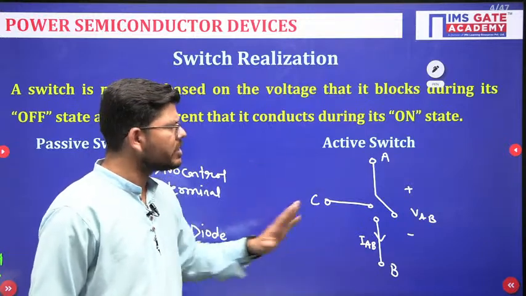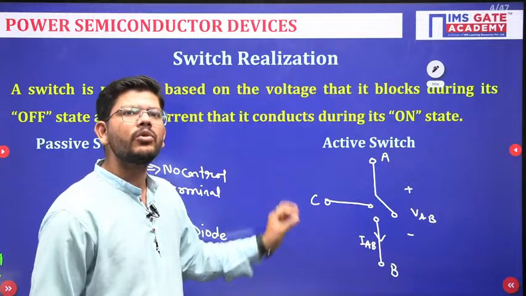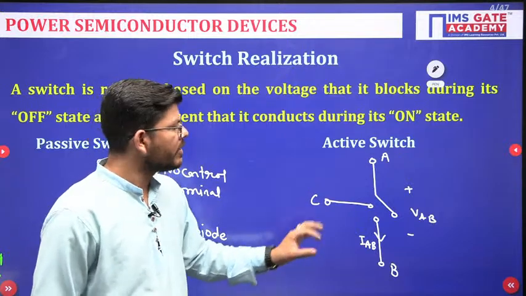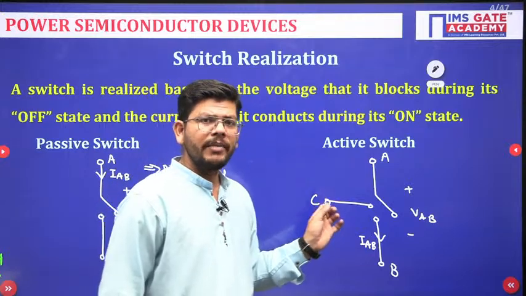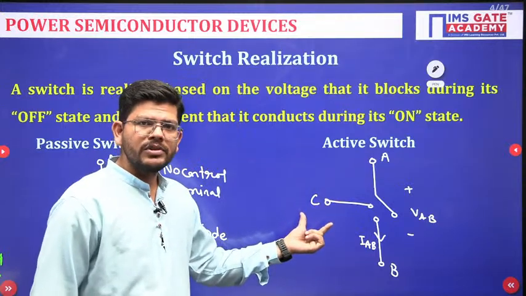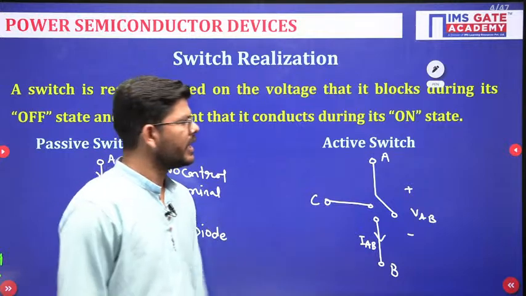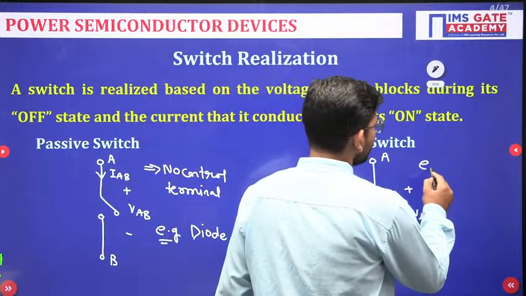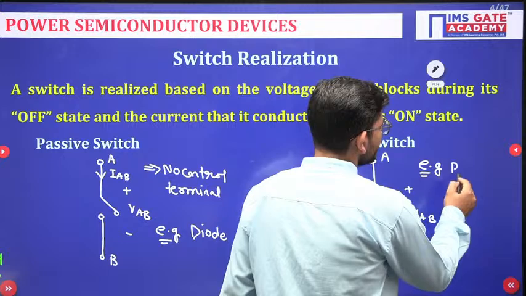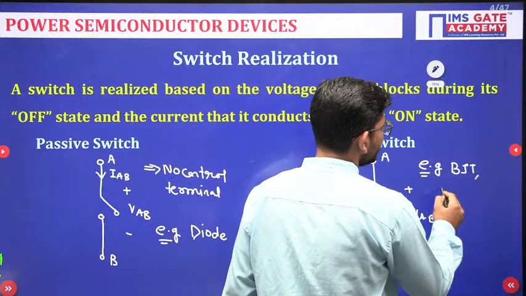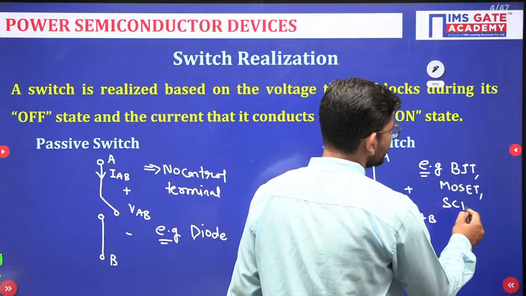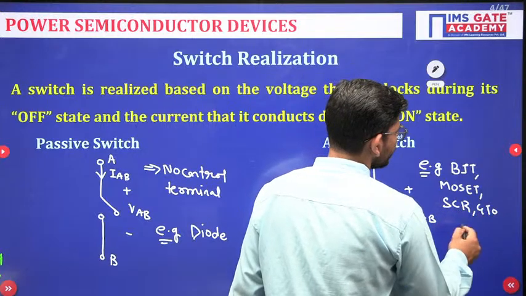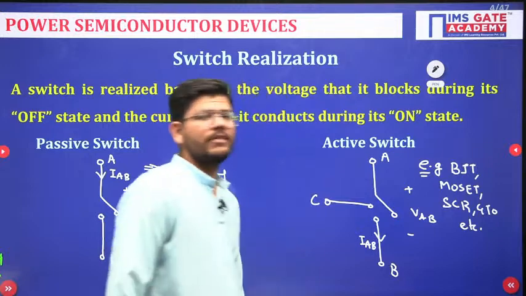Active switches have a control terminal that controls the operation of the switch. Whether the switch will be in on state or off state is determined by the application of a control signal through the control terminal. Examples can be all the switches that you normally study: BJT, MOSFET, IGBT, SCR, GTO. All of them are active switches.